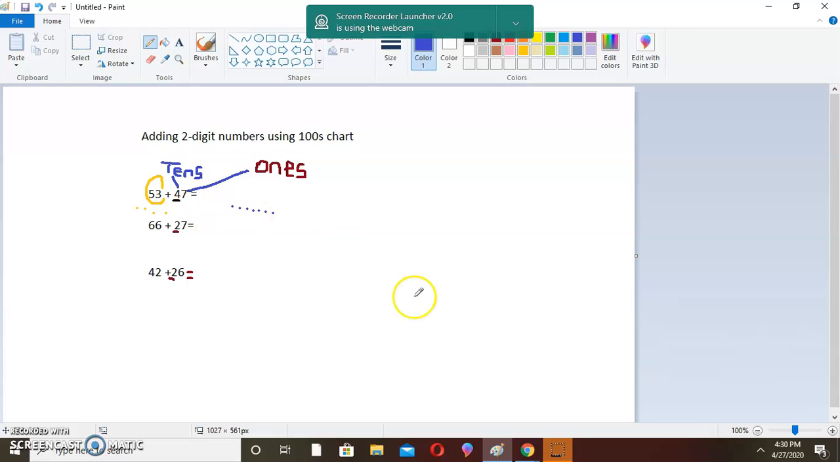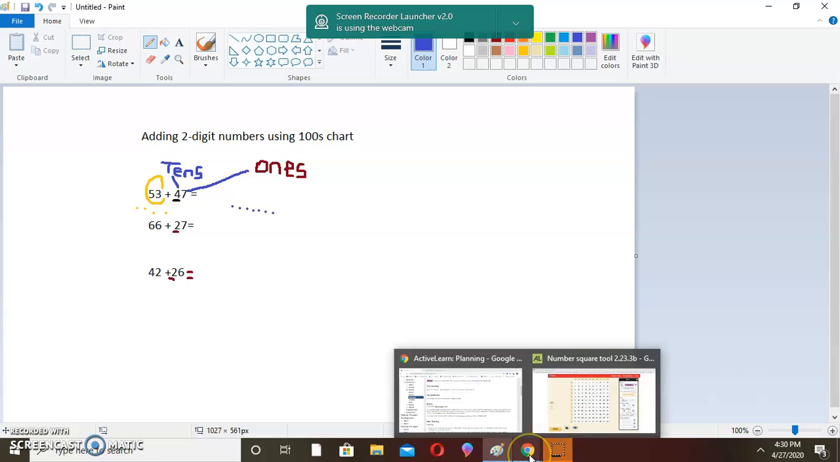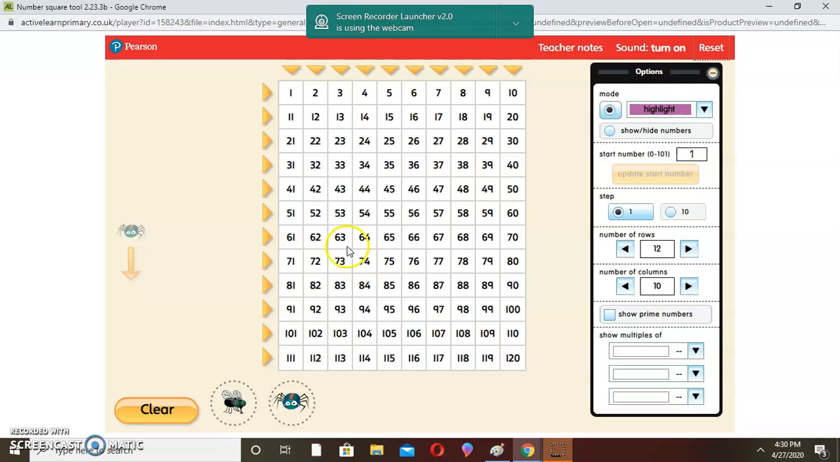So what if we are using our 100 square? If we are using our 100 square, what do we do? We have our 100 square and we are going to stand on 53. This is our 53, and it is 53 plus 47. So we have 53, then we are going to add on 4 tens. I'm going to use my blue to highlight four steps.